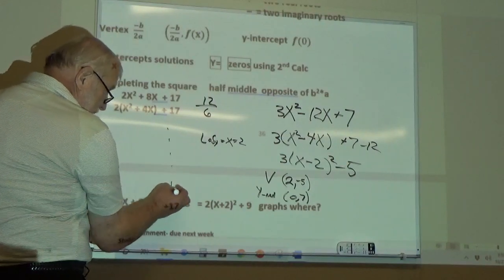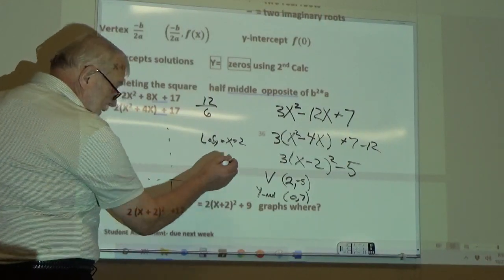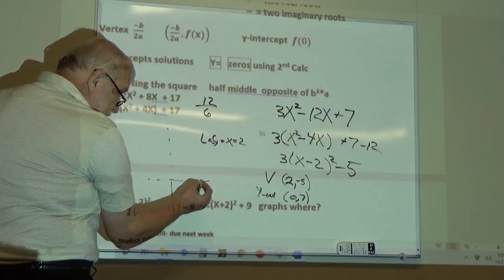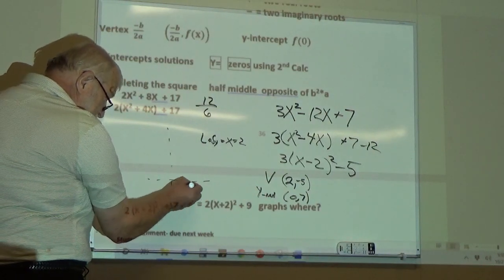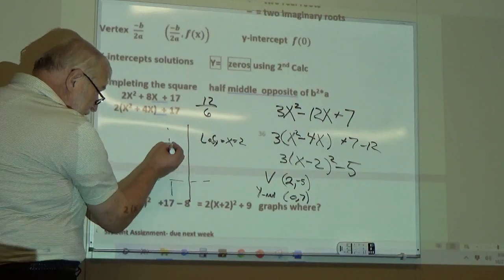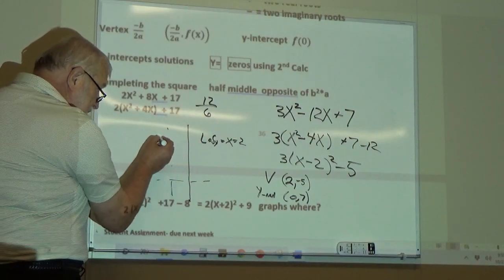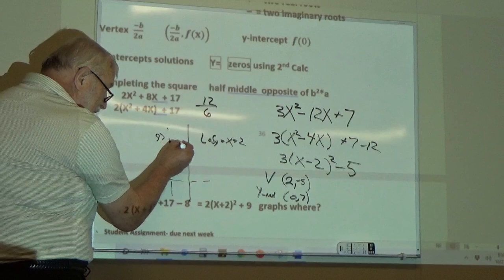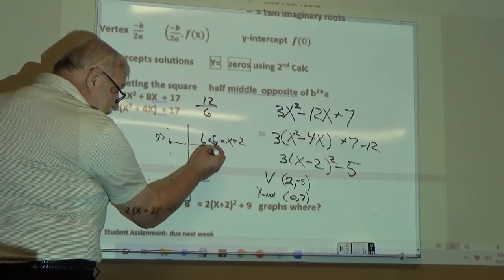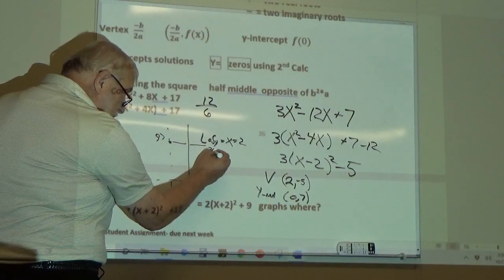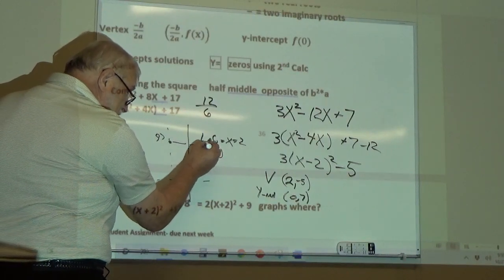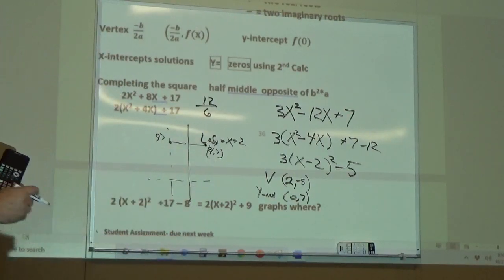Let me do it this way. 2, -5 is down here. The line of symmetry is coming up like this. This right here is 0, 7. It is 2 away, so 2 away over here, which is 4, 7, is also a point on the graph.